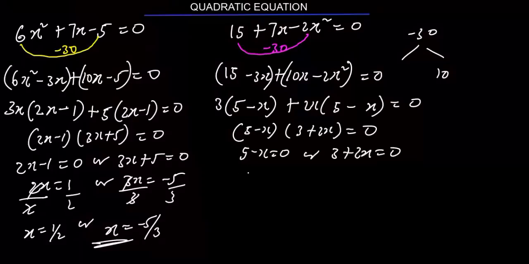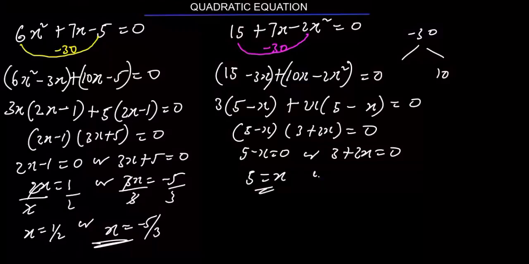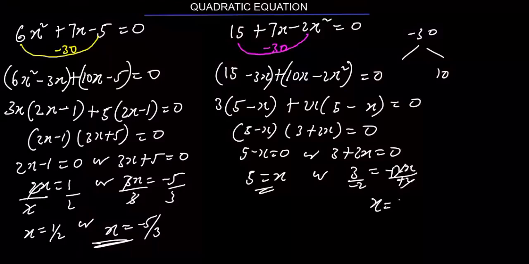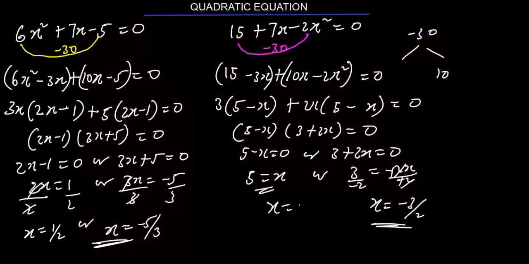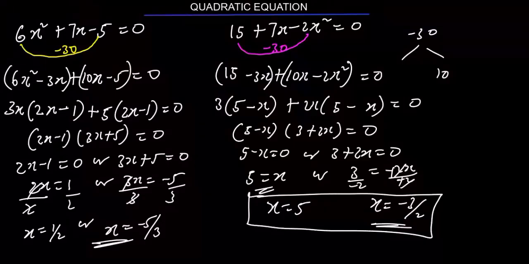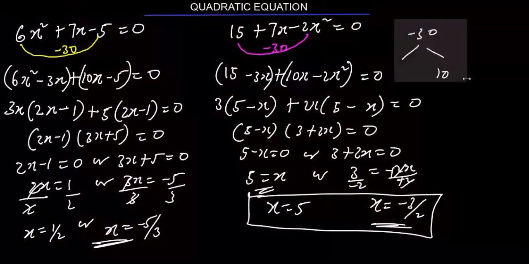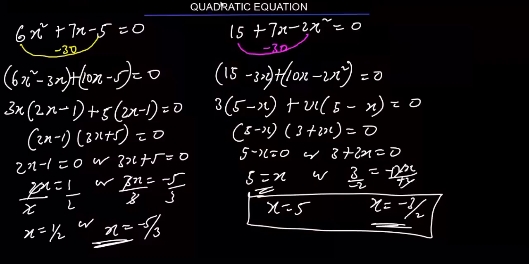So here, if x comes to this side, you have 5 equals x, and here, what do you have? 3 equals minus 2x. Divide both sides by minus 2. So here, your x is equal to 3 over minus 2. I can say minus 3 over 2. And here, x is equal to what? 5. Now, this is how to solve any one that has a coefficient. Just the same method. Okay, since we learned all this, how do we know the shortcut?